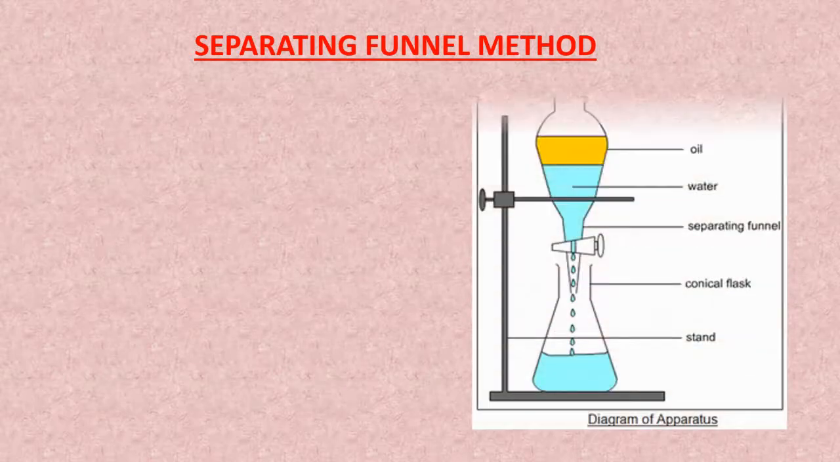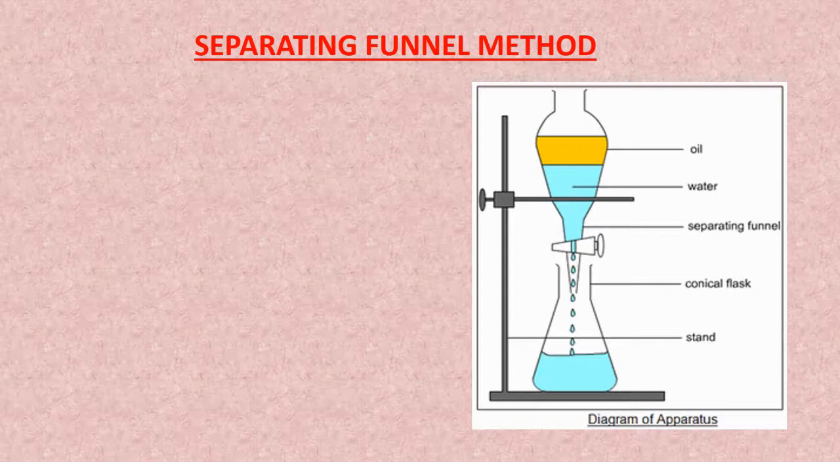The second method is the separating funnel method. So let us understand about this method. Over here on the screen, the diagram of the apparatus is shown. What we can see is a conical flask, and there is a separating funnel over here which is mounted on a stand with the help of a clamp. So this is the apparatus of the separating funnel method.